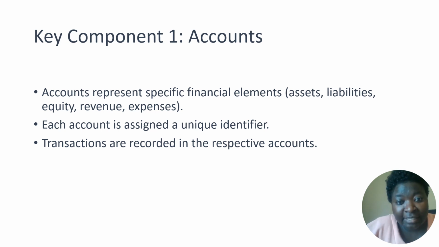Some of the components in the double entry system are the accounts. Accounts represent specific financial elements, for example, assets. In a company like where you are, whoever is working, we know that we have assets. Assets are those long-term items that a company uses and reuses over and over to make money. For example, printers, furniture and fittings, computers, photocopiers. Those are assets. They are tangible.